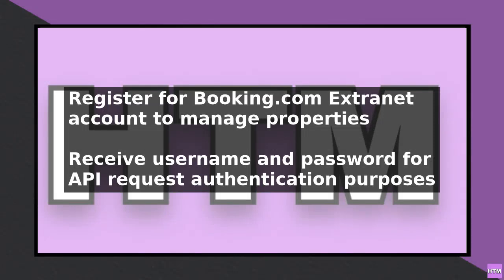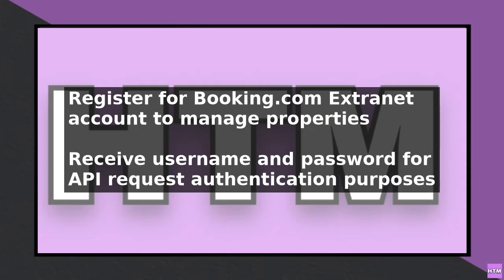To use the Booking.com API, you first need to register for a Booking.com extranet account, which is the platform where you can manage your properties and access the API. After registering, you will receive a username and password that you will use to authenticate your API requests.